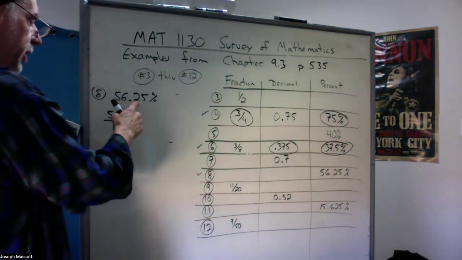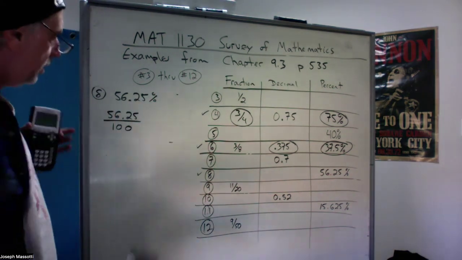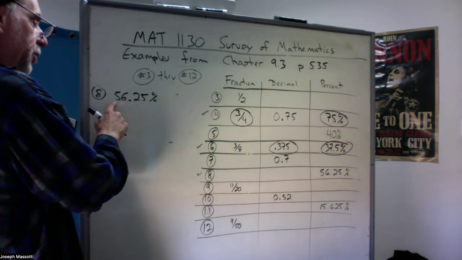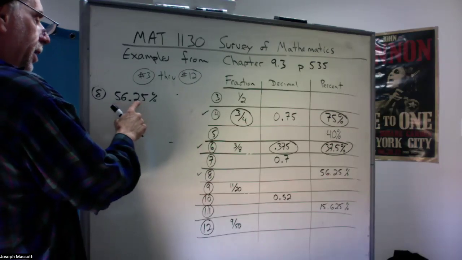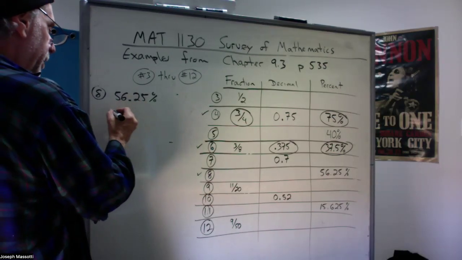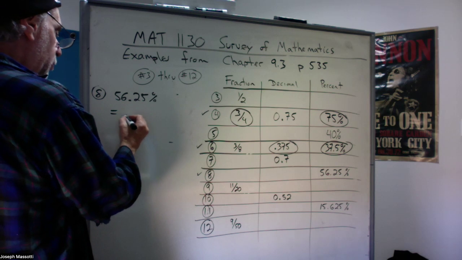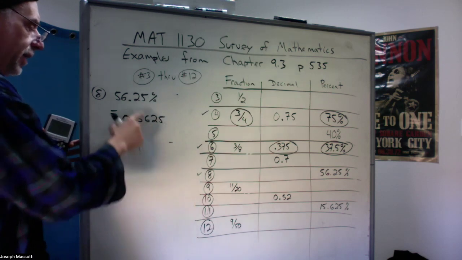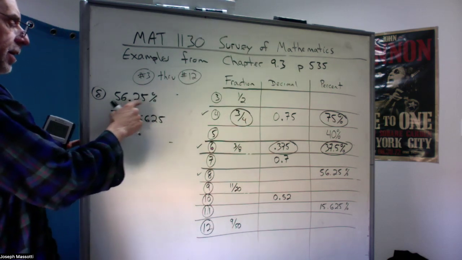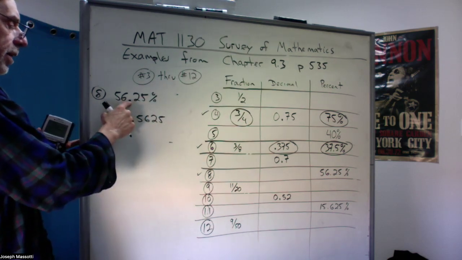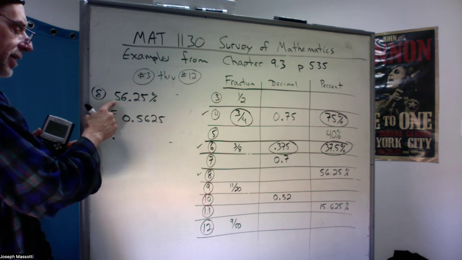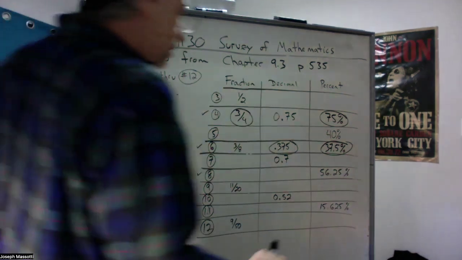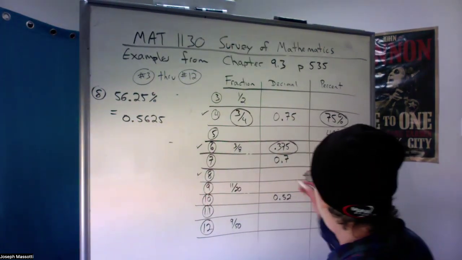So the decimal, as soon as you have the percentage, all you have to do to find the decimal is move the decimal 2 spots to the left, right? 56.25% is going to be 0.5625, right? So percentages to decimals, move the decimal point 2 spots to the left. So 1, 2, we get 0.5625.